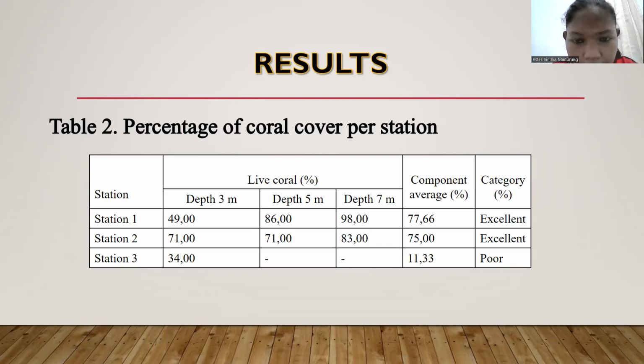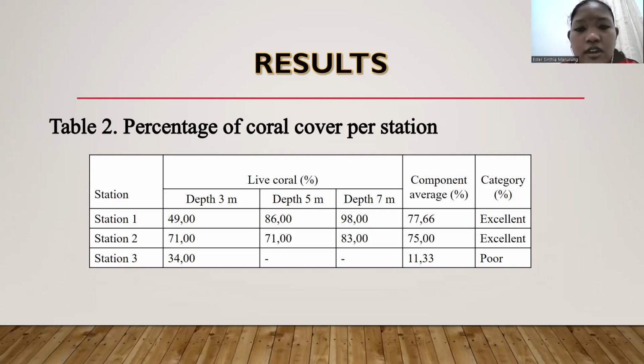The highest percentage of coral cover at Station 1 is thought to be due to ideal water conditions for coral growth, and it is relatively not affected by residential activity because it is at the end of the Rendani Airport runway zone, which is prohibited for any activity.